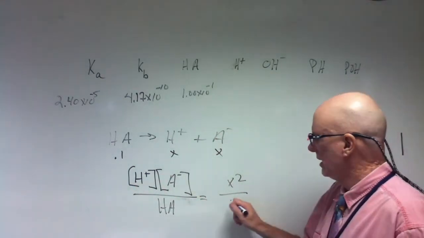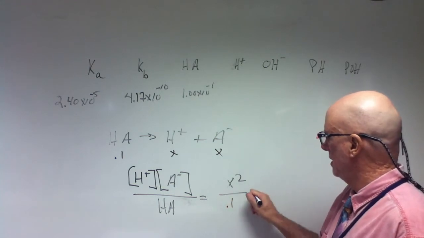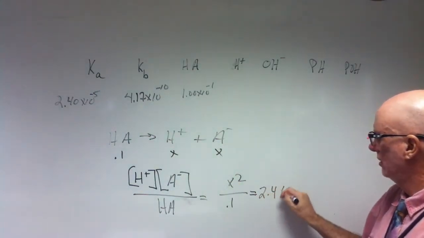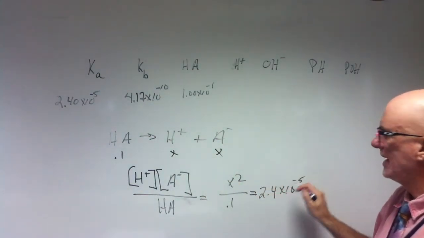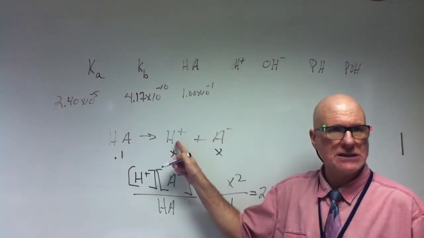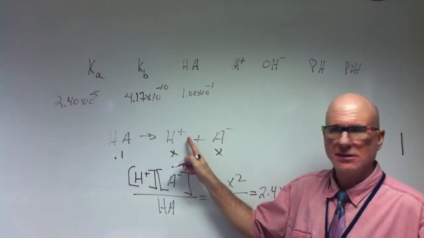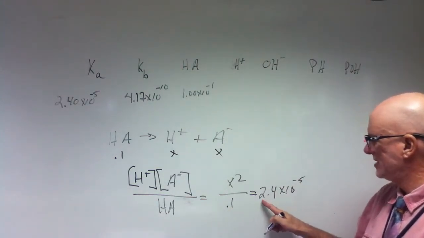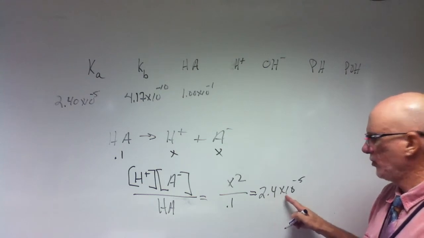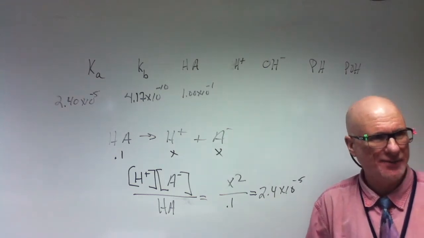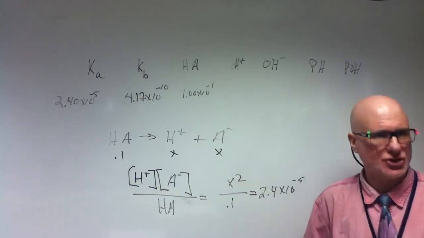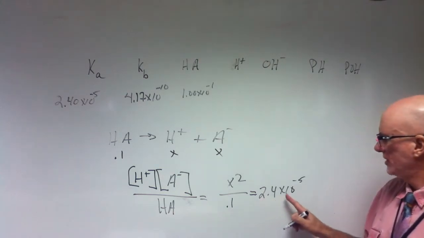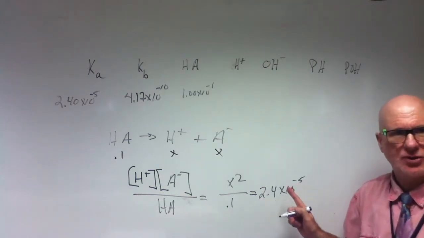Yes, sir. Okay, and then this is going to be 0.1 equals the Ka, which is 2.4 times 10 to the negative 5. Why Ka? Because it's H plus, right? All right, so then do this. So this is 0.1 times this is going to be 2.4 times 10 to the negative 6th, right? Now, let's take the square roots. What do you got? So 2.4 times 10 to the negative 6th. Take the square root. Okay?